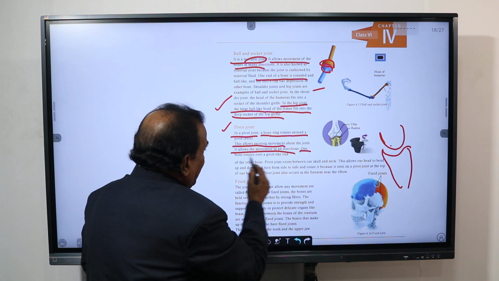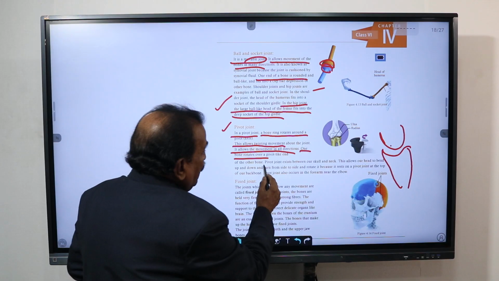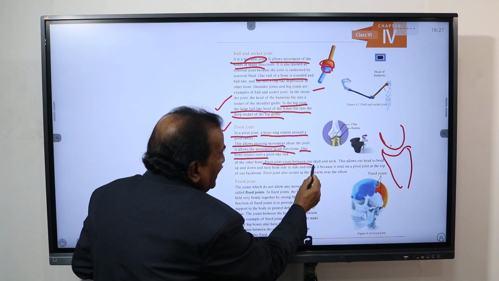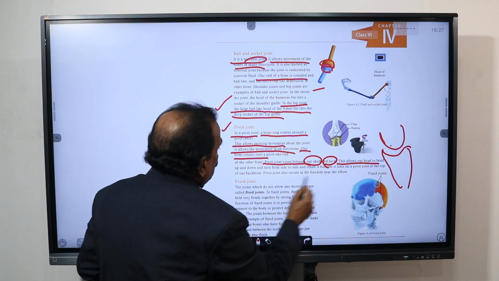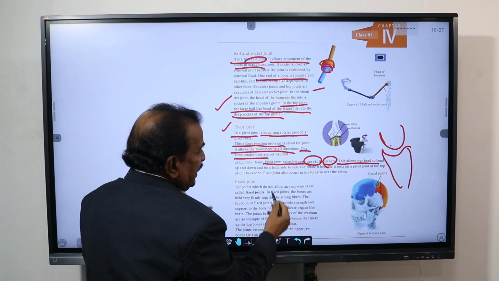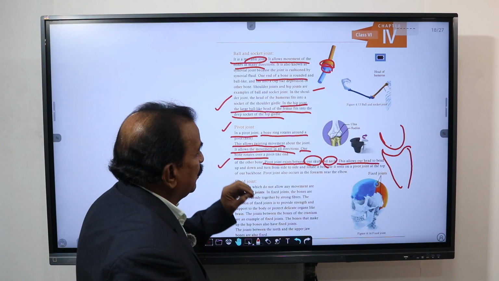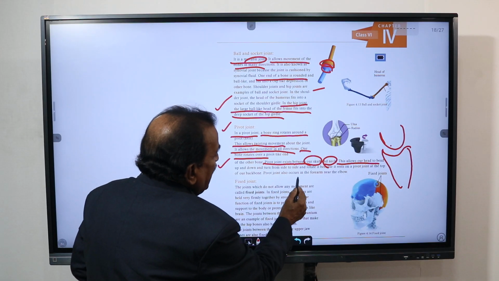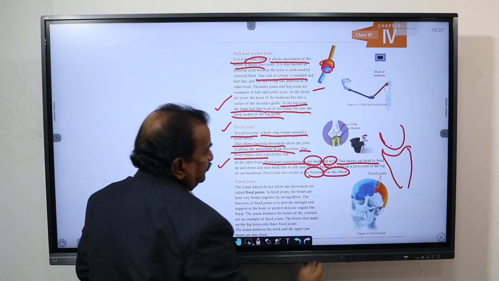Direction, and one bone rotates over the pivot-like structure. Pivot joints exist between our skull and our neck. This allows our head to bend upwards, downwards, and backward, and we can rotate it. That joint is called a pivot joint.